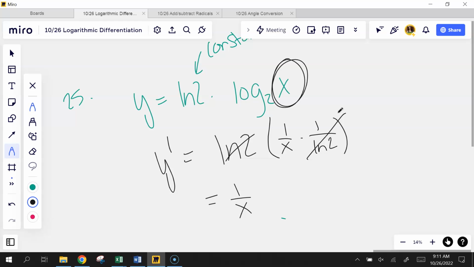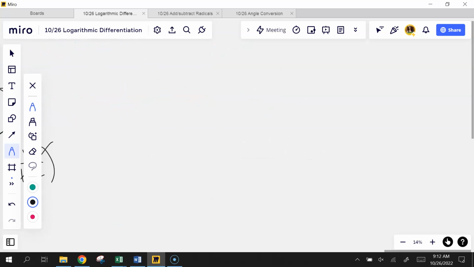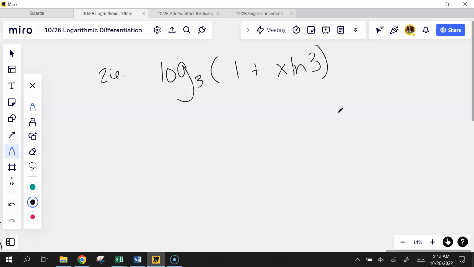Anything? 26. Ew. Log base 3. 1 plus. Oh, good. Did we do this one? Okay. Well, there was a lot of you not here. We'll work through it.